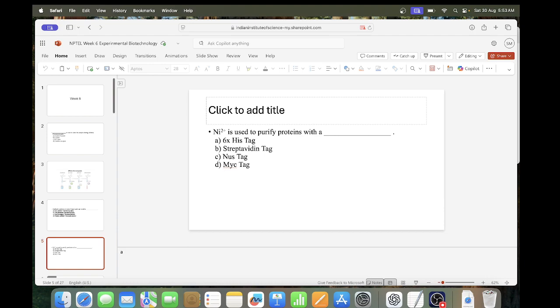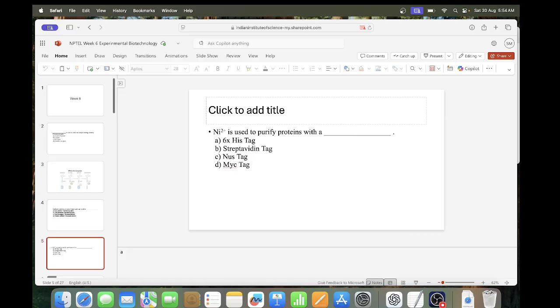The next question is, Ni2 plus is used to purify proteins with dash. For this question, what one can do is, although we have discussed the right answer several times, you can try thinking what the other tags could play a role. There are streptavidin tags, NUS tag, and MIC tag.